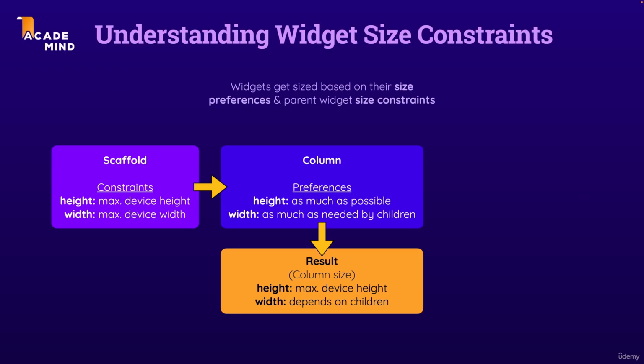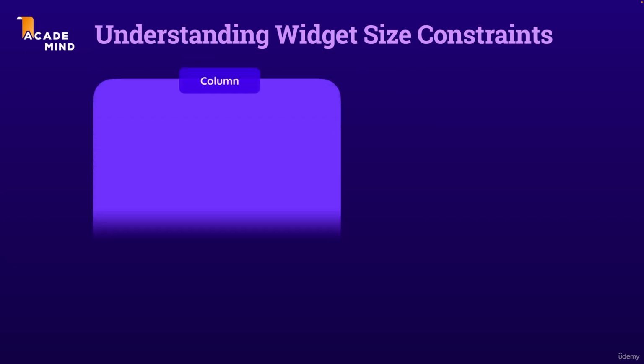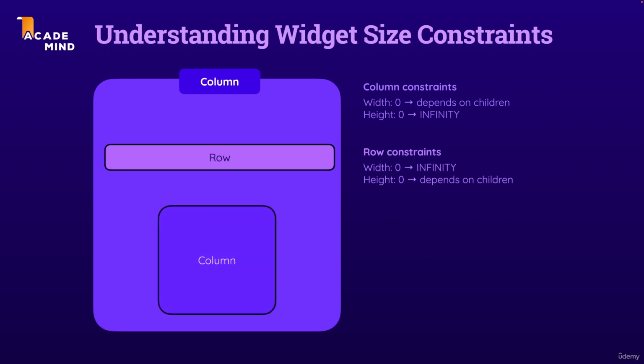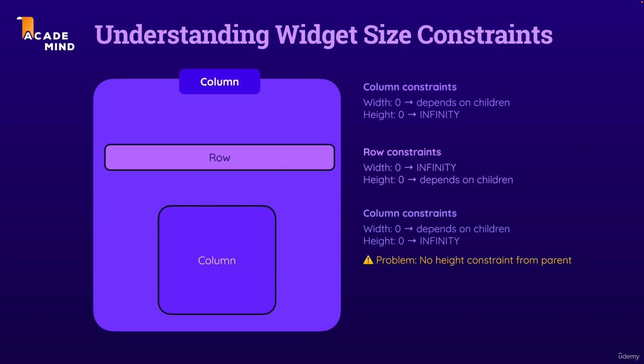And that's how widgets are sized and what size constraints are all about. This in the end explains why certain widgets can be used inside of other widgets without problems, and why, for example, a column inside of a column could cause a problem. But those problems then can be fixed, for example, by adding an expanded widget between the two columns.